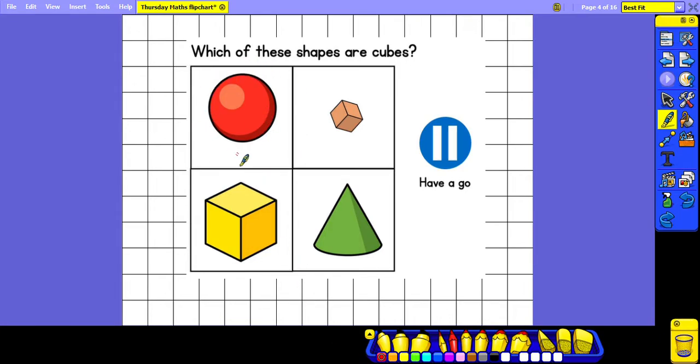Okay, so this first shape here is a sphere. So that is definitely not a cube. This one here is a cube. So we'll give that a tick. The yellow shape is also a cube. And the green shape is a cone.